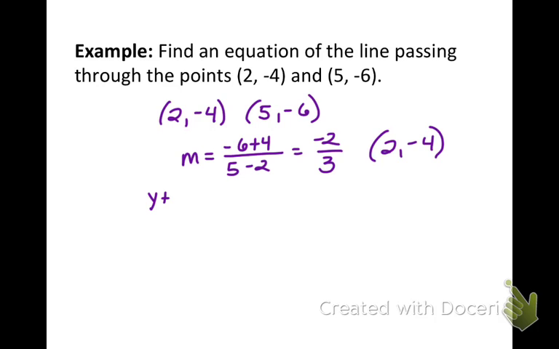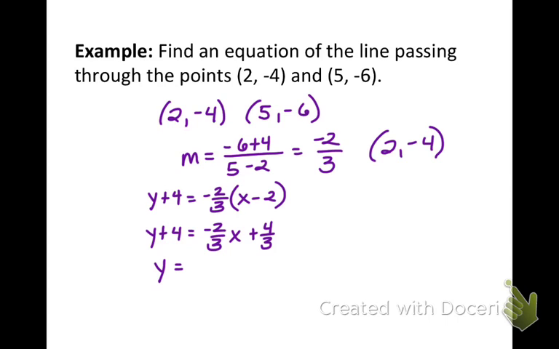Y minus negative 4, so y plus 4 equals negative 2/3, parentheses, x minus 2. What do I do next? Distribute. Y plus 4 equals negative 2/3 x plus 4/3. What do we do next? Yep, we're going all the way to standard. After you get the slope, all you have to do is go back to standard, once you have slope intercept.